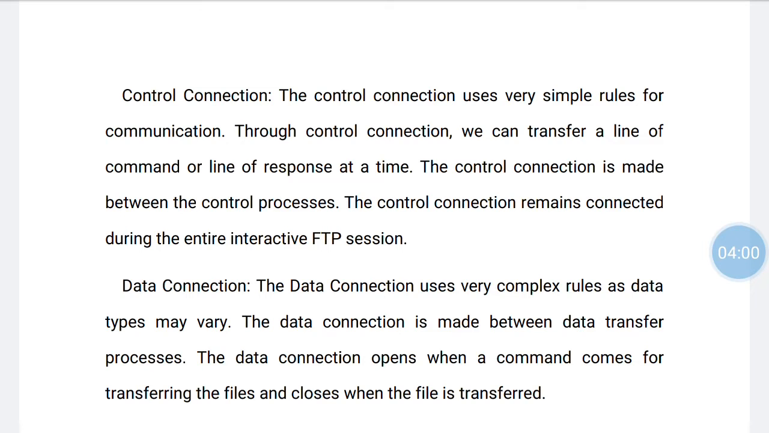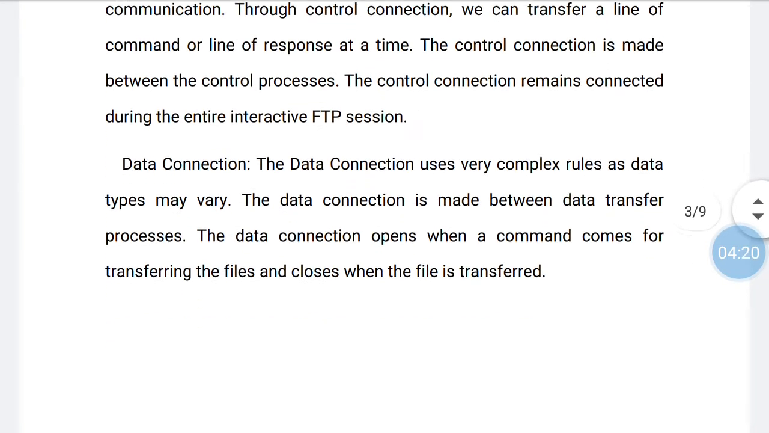The data connection uses very complex rules, as data types may vary. The data connection is made between data transfer processes. The data connection opens when a command comes for transferring the files and closes when the file is transferred.